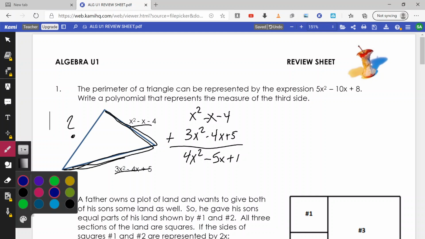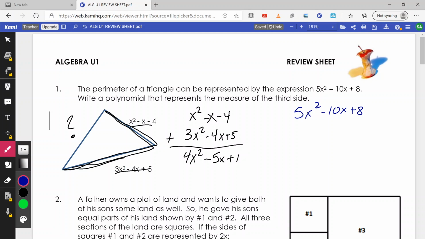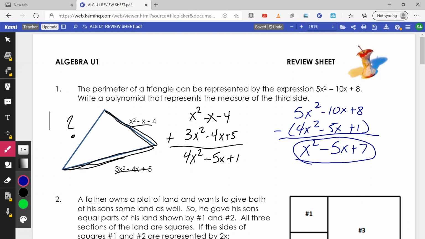So we're going to subtract our answer from what the whole way around is. The whole way around is 5x squared minus 10x plus 8, and we are going to be subtracting the 4x squared minus 5x plus 1. And again, we're subtracting everything. So we have 5x squared minus 4x squared, that's just going to give me 1x squared. And now we have negative 10x minus negative 5x. When I subtract the negative, I really end up adding. So negative 10 plus 5 is going to give me a minus 5x. And then 8 minus the 1 gives me a positive 7. So this is our third side.